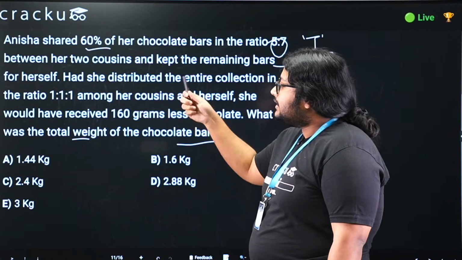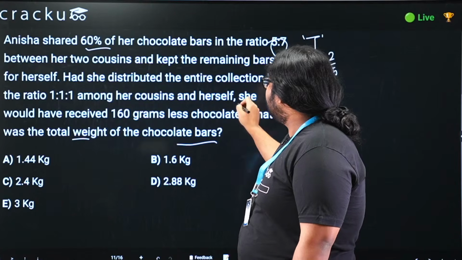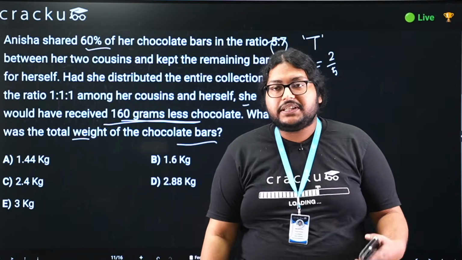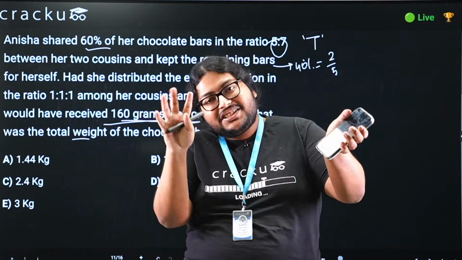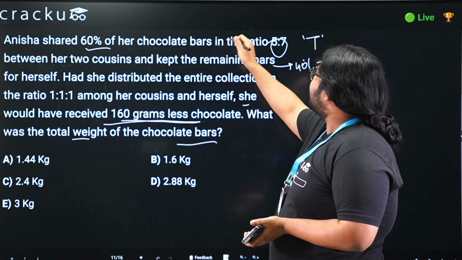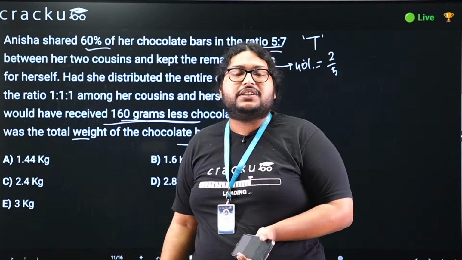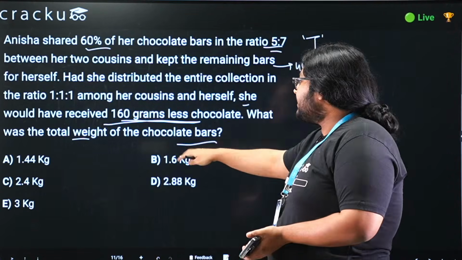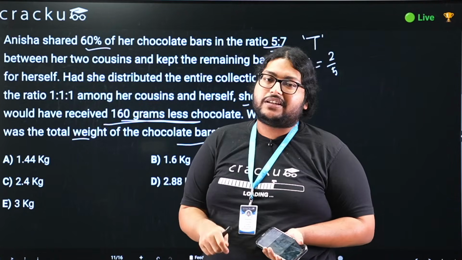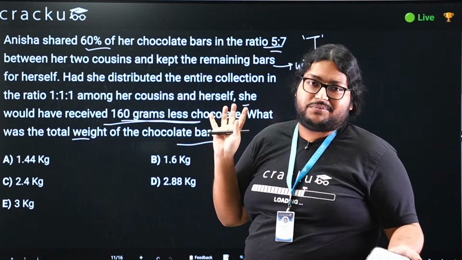The final defining condition, the final number condition that is given to us, is she would have received 160 grams less. So basically what we need to do here is equate Anisha's amount of chocolates. We don't really care about the cousins' 5:7 ratio and all. This is just misleading information given to waste our time. So we read the question and understand that the condition is Anisha's chocolates we need to compare. We don't really care about what was given to the others, so we don't have to calculate all that here.